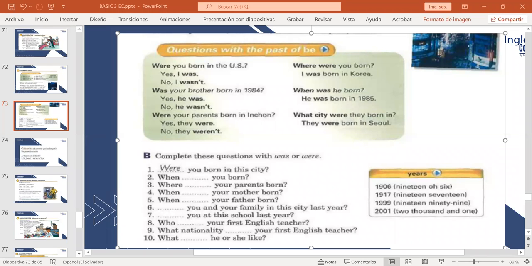La foto sería por WhatsApp, teacher, yeah, o así. Yeah, WhatsApp is okay.